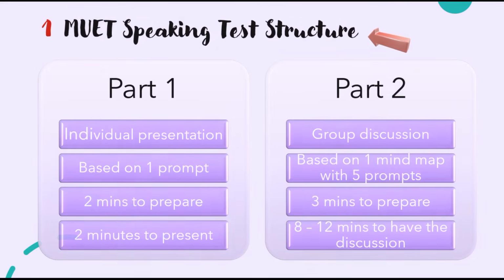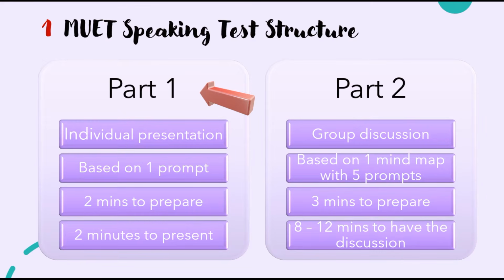Let's now move on to the first part of this video, which is the MUET Speaking test structure. The MUET Speaking test is made up of 2 parts, Part 1 and Part 2. Let's look closer at these 2 parts. Part 1 is an individual presentation. This individual presentation is going to be based on 1 prompt.